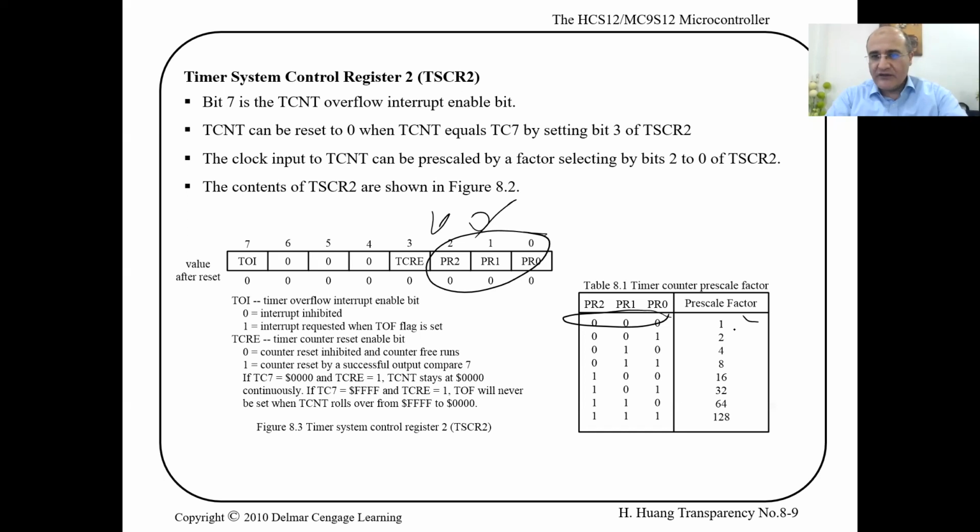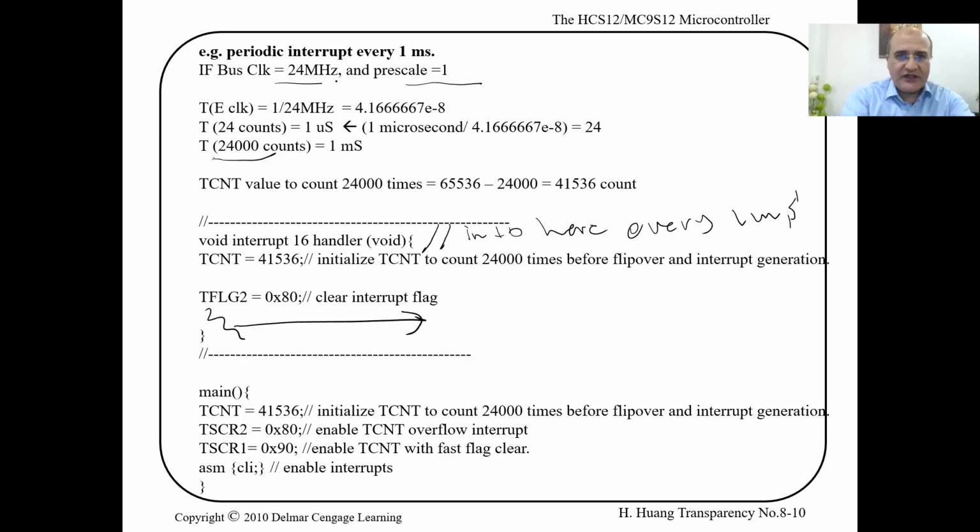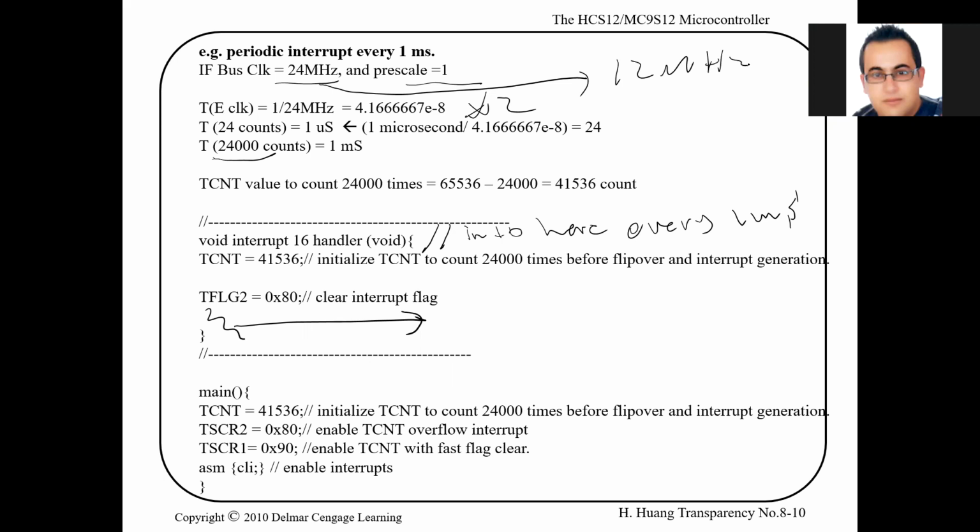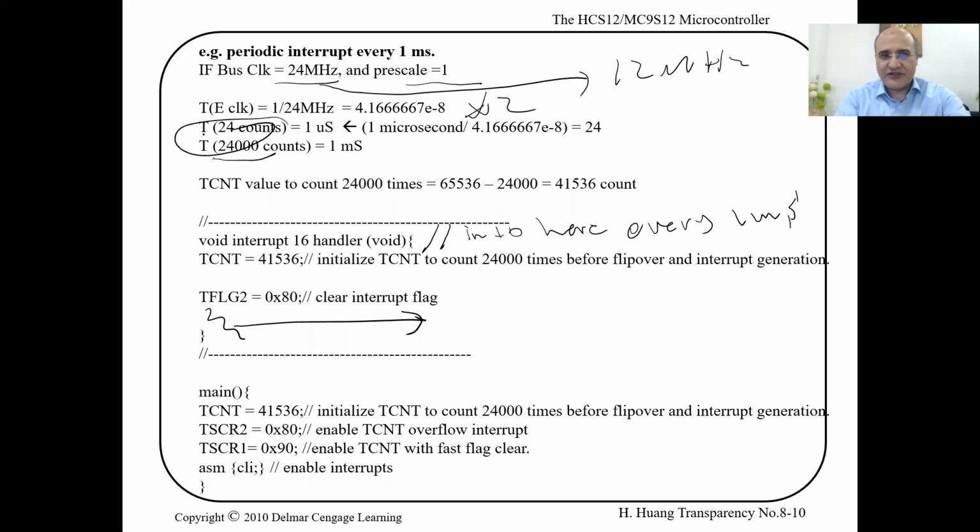Now, if you want to create every 2 milliseconds, you can set this to 001. You get a prescaler, then your clock is not 24 anymore. It is divided by 2. The time is multiplied by 2. You're at 12 megahertz now. So the computation, everything changes. You don't need to count 24 times for 1 microsecond. 12 times would be for 1 microsecond, and 12,000 times would be for 1 millisecond.